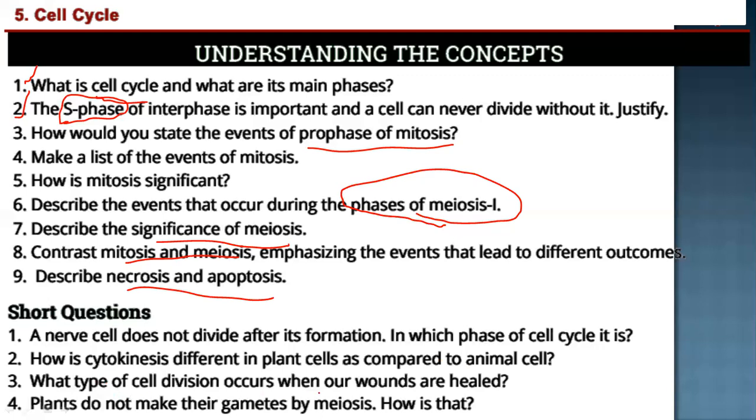What type of cell division occurs when our wounds are healed? That is mitosis, which is done in regeneration. We have studied that and you can write that. Plants do not make their gametes by meiosis because gametes are already haploid, like in the gametophyte generation, the spores which are produced are already haploid. So they undergo mitosis to maintain the chromosomal number. So you will write about this.